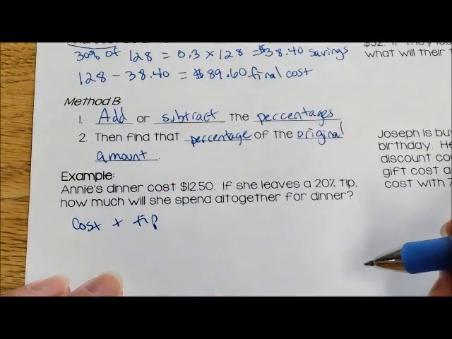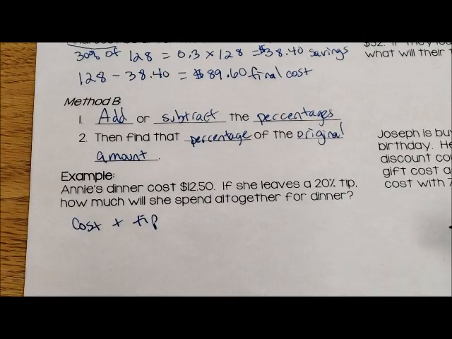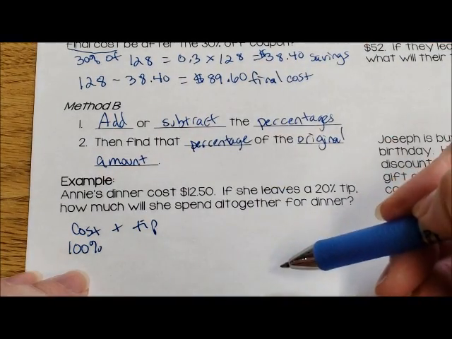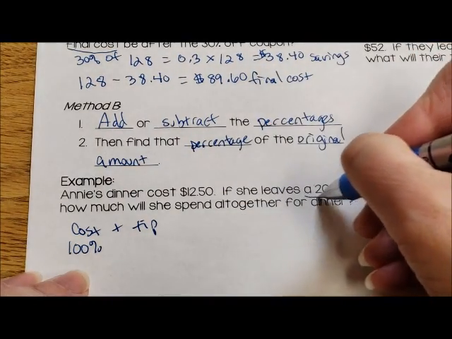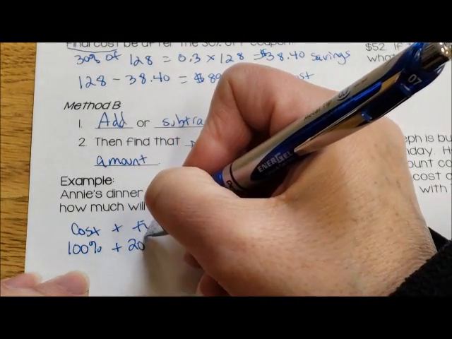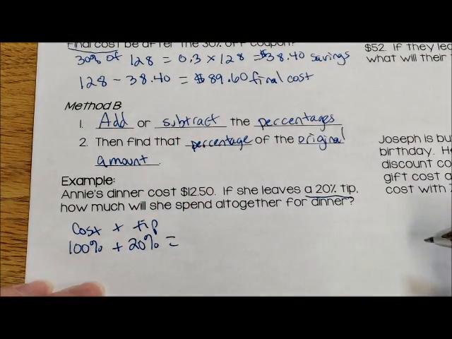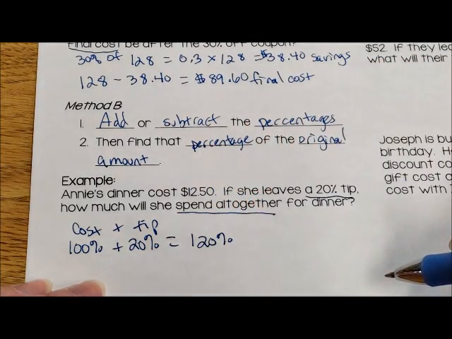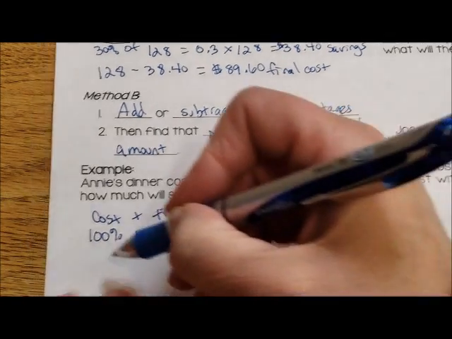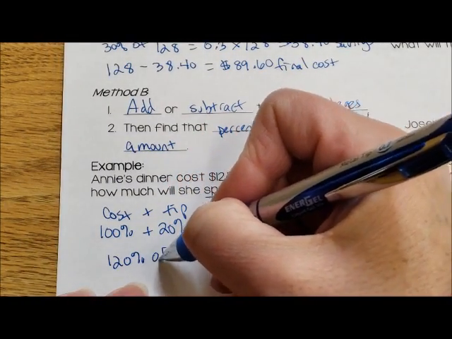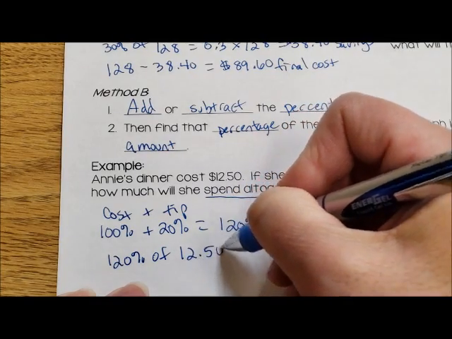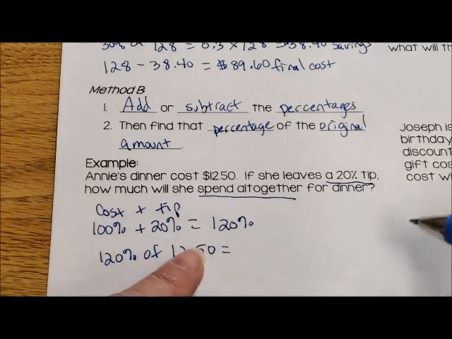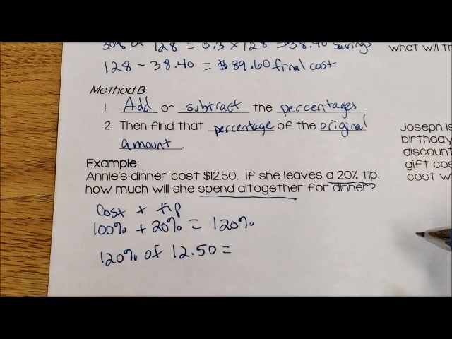plus the tip that she wants to leave. So if we think about those in terms of percentages, her cost we would consider to be 100% of her dinner cost, and the tip is an additional 20%. So what she's spending altogether is actually 120% of the cost of her dinner. So now if we find 120% of the cost of her dinner, $12.50, that will give us her final amount that she's spending, because it'll represent her cost plus her tip.